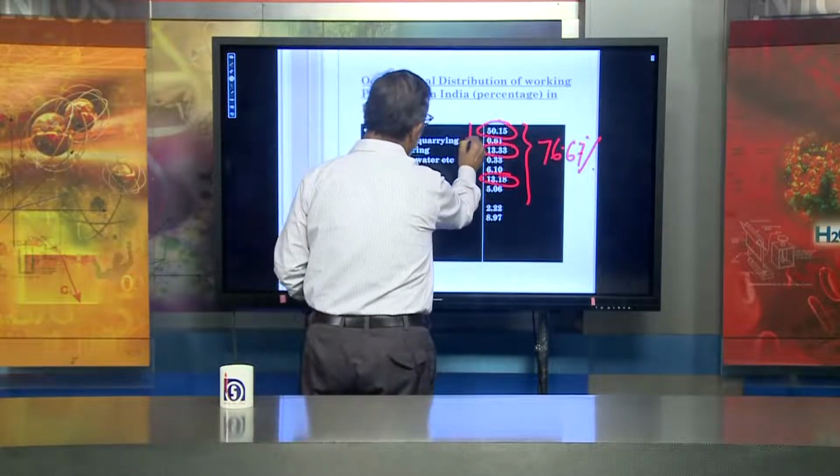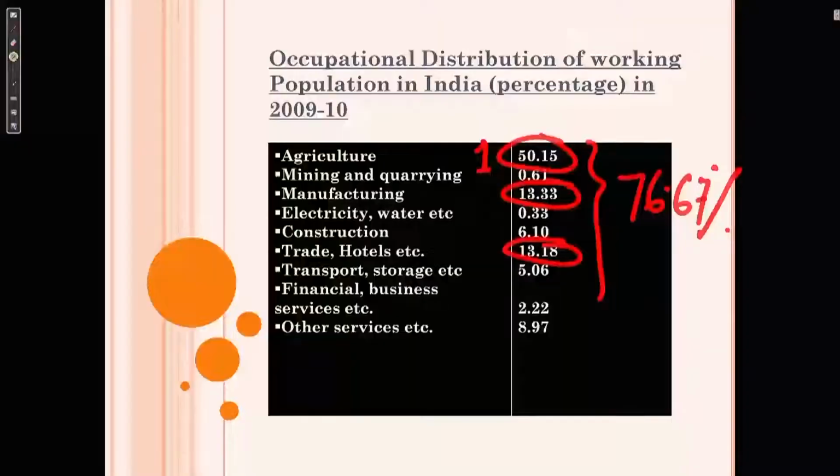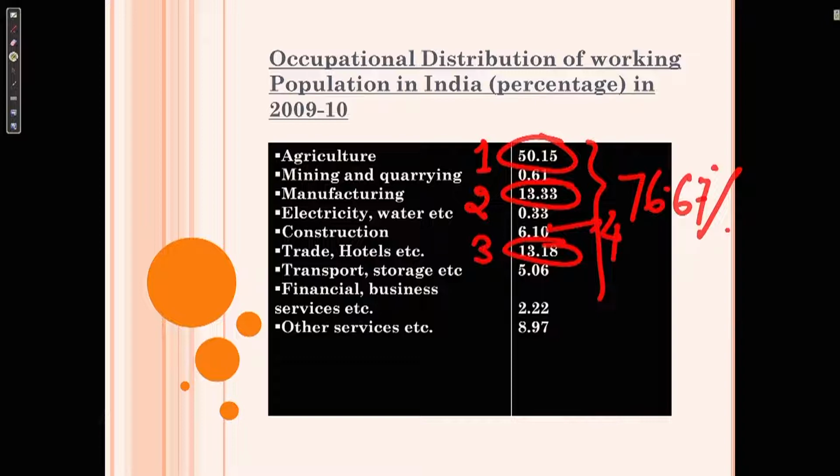First, second, third. This one is fourth. So this way we can see this data and interpretation of the data. Clear? Just always try to recall all these things in your mind.